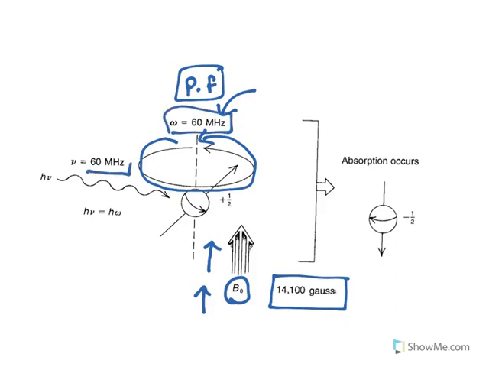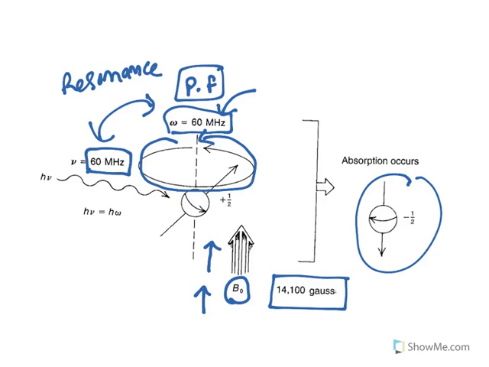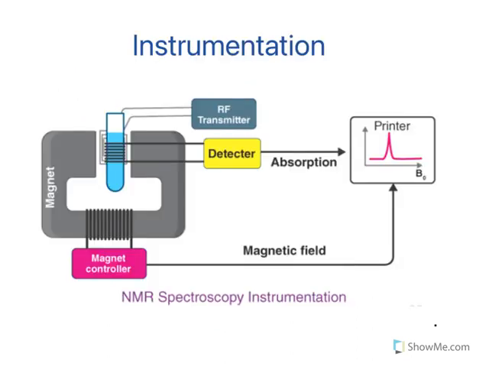When a radio frequency of 60 million hertz is given, when the frequency match is there, then resonance occurs, and during this resonance the radiation will be absorbed and the nucleus flips. This is what is meant by NMR. A nucleus under the influence of an external magnetic field will absorb radio frequency at the resonance frequency and a nuclear transition occurs. So this is the basic principle. Moving to the next one.